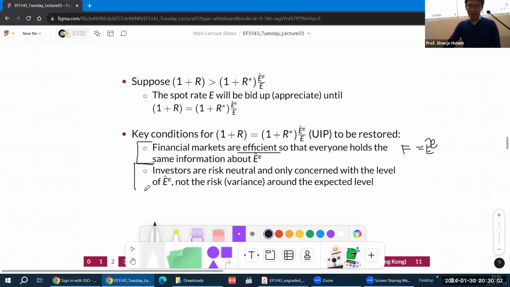Number two, we're going to assume investors are risk neutral. Again, highlighting the fact that if they're risk neutral, they don't care about F anymore because they only care about averages. Okay, and the variance is no longer part of the calculations in their portfolio optimization objective function, right?